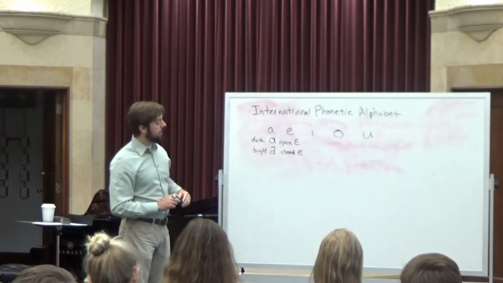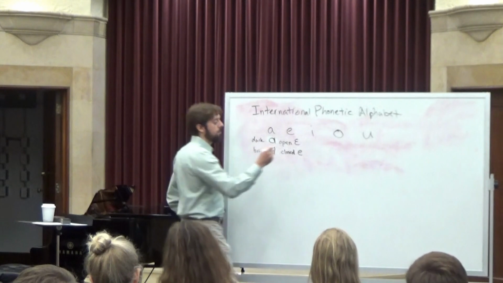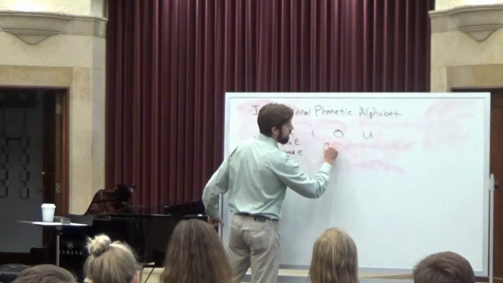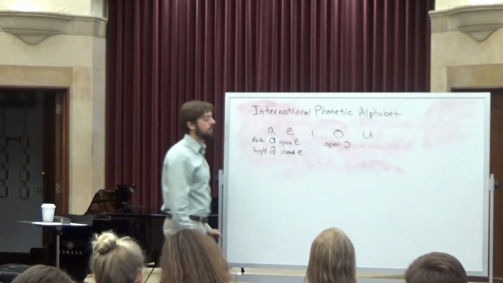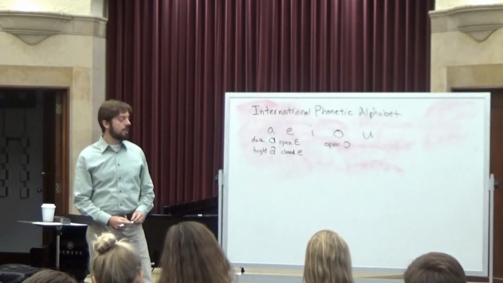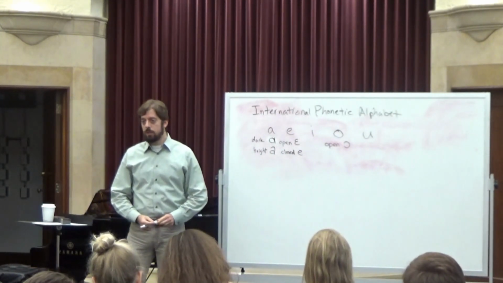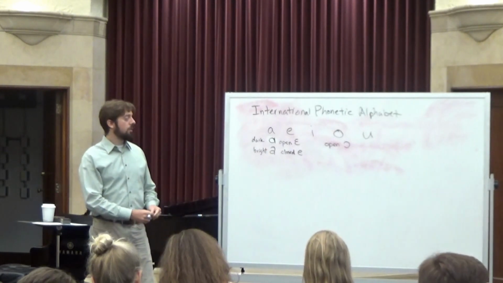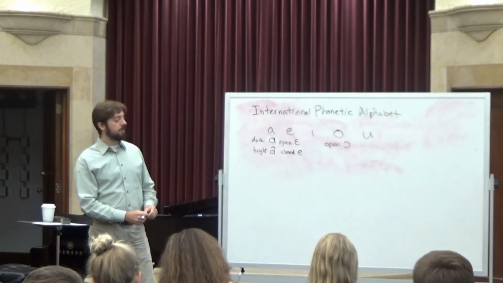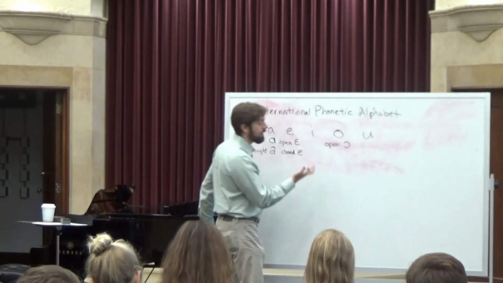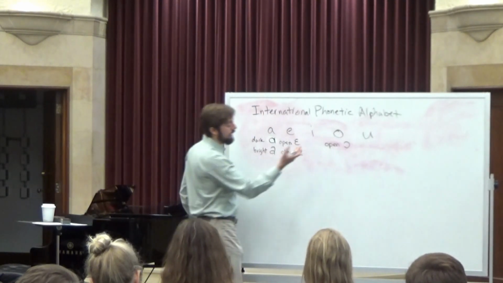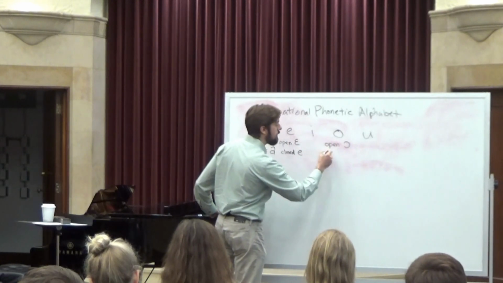Similar to the letter E, we've got the letter O, which has a more open version, which in IPA is spelled as a backwards C. But don't think of it as a backwards C. Think of it as an O that has an opening. It's an open O. The reason the opening is on the left is because if you put it on the right, it looks like a C. If you put it on the top, it looks like a U, right? So they had to put it there so that it doesn't look like anything else.